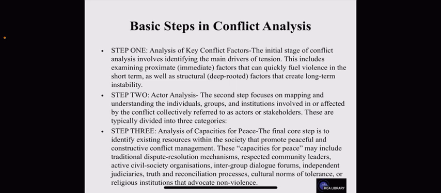When we are trying to analyze conflict, we look at step 1, that is analyzing the key conflict factors. What is the main factor of the conflict? Why is the conflict erupting? Why is it happening? Understand that. After understanding that, we also look at step 2, which is actor analysis. These are the people, groups, organizations, or countries involved in the conflict. This second step focuses on mapping and understanding the individuals, groups, and institutions that are involved in or affected by the conflict.